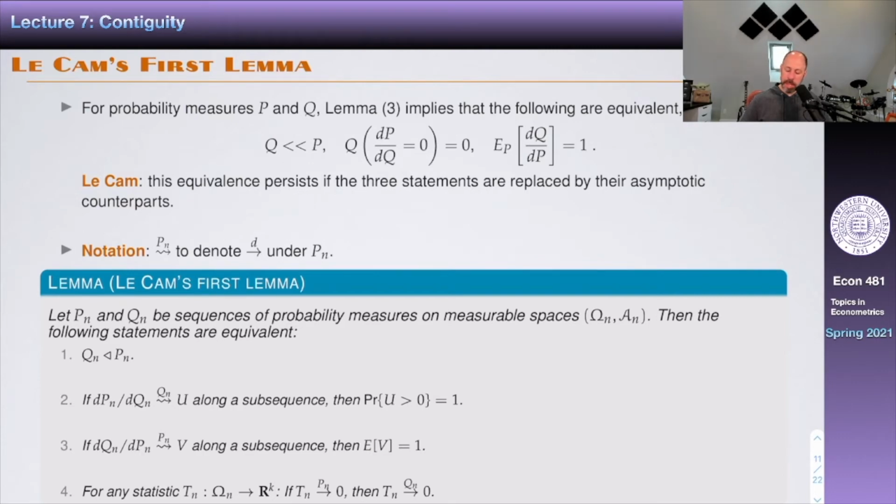And then the last part says, for any test statistic, if the test statistic converges to 0 under Pn, then it converges to zero under Qn as well. And the part that we're going to use a lot today is this one. Out of Le Cam's first lemma, this third part proves to be very useful because it's the usual way of checking contiguity. You look at the likelihood ratio, you look at how it behaves asymptotically along the sequence Pn, and then you check if the expected value of the limit object is 1. And if that's the case, then you're good to go.